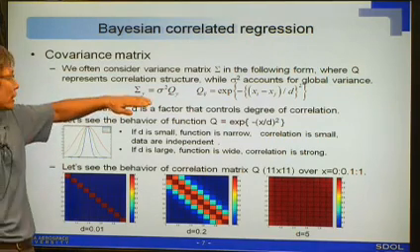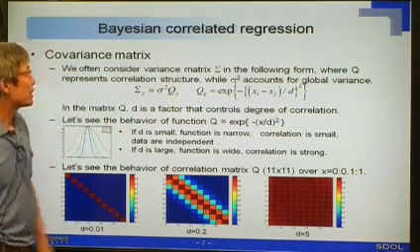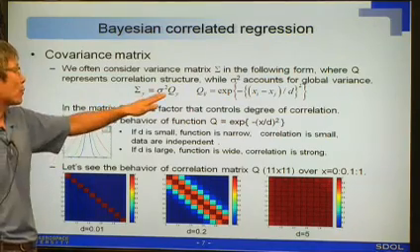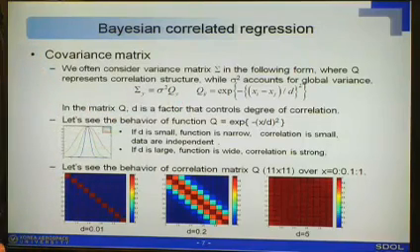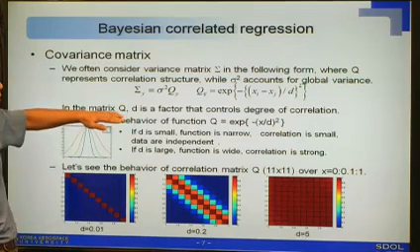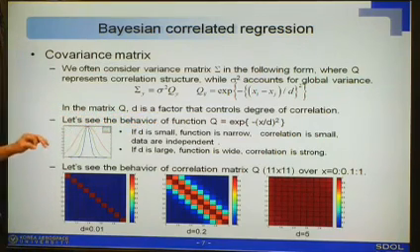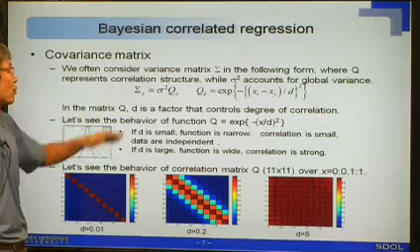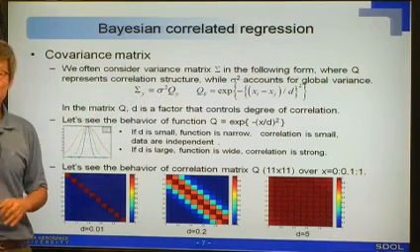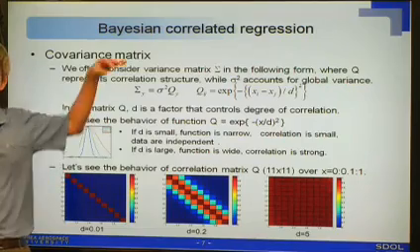The covariance matrix can be decomposed by a scalar, sigma square, and a non-dimensional matrix. I call this a correlation structure matrix, Q. Using this, we can reduce the unknown parameter from the general covariance matrix to a single sigma square in the Bayesian procedure.